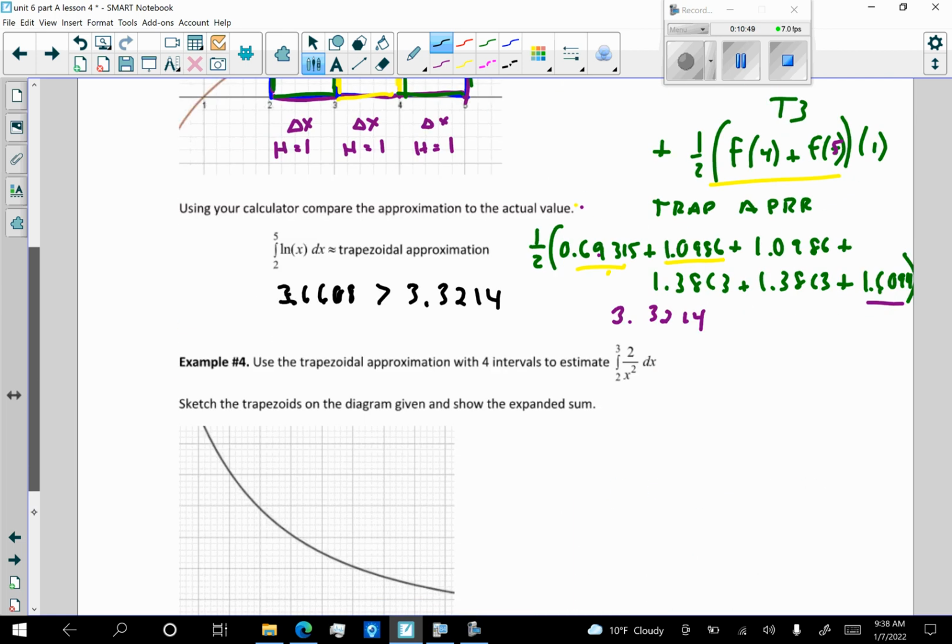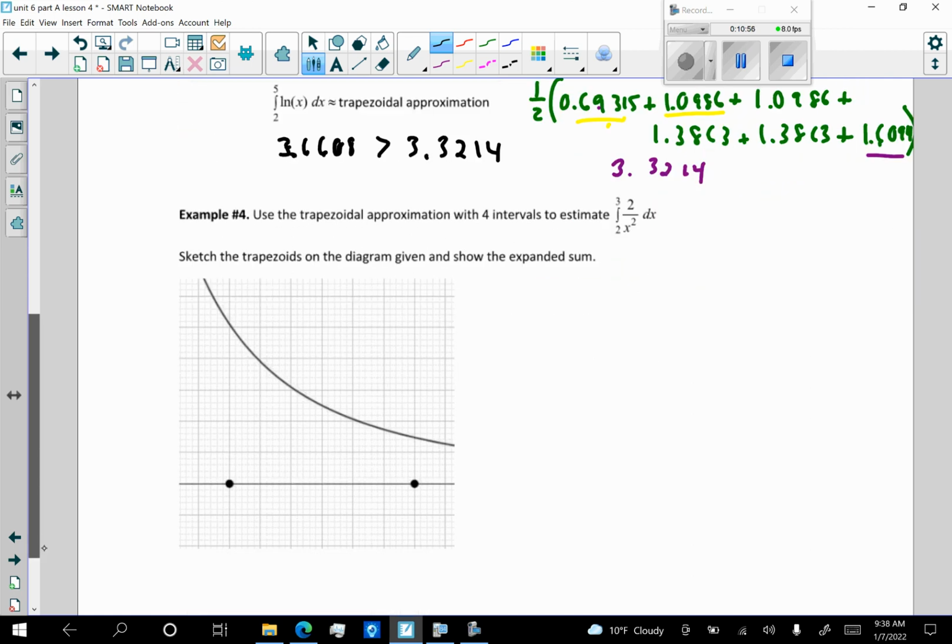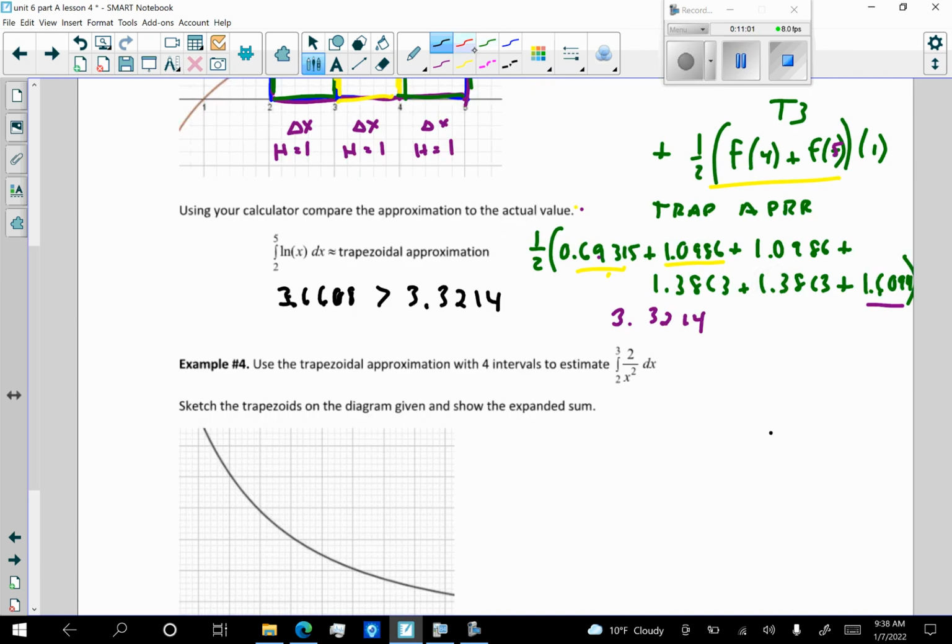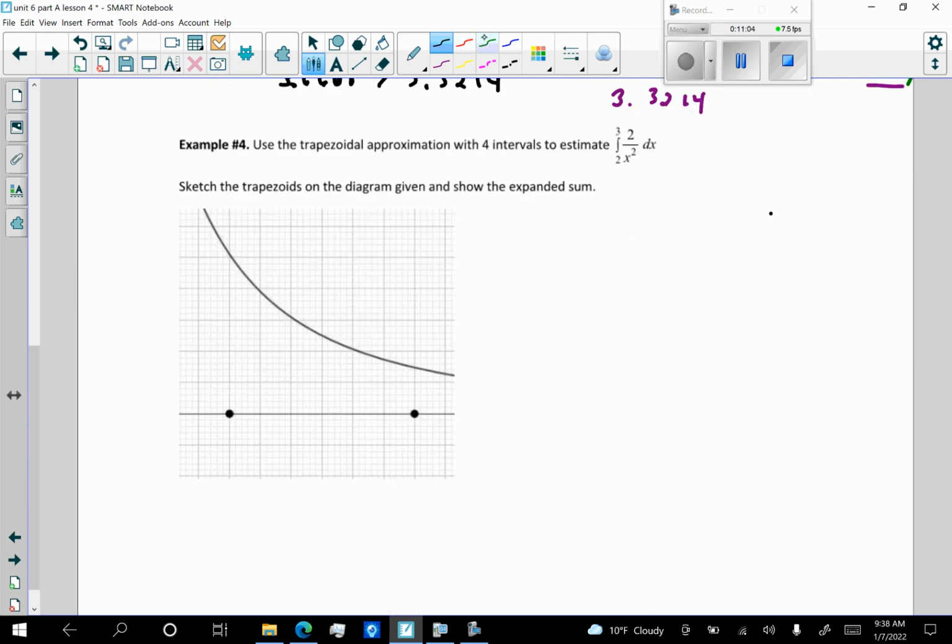Let's do another example. We're going to use a trapezoid approximation with 4 intervals to estimate the integral from 2 to 3 of 2 over x squared. So here I have 2. I'm just going to label this. I'll do some vertical lines here. This is my x equals 2. This is my x equals 3. And I'm looking at this graph here of 2 over x squared. And I want 4 intervals, so I want 4 trapezoids.